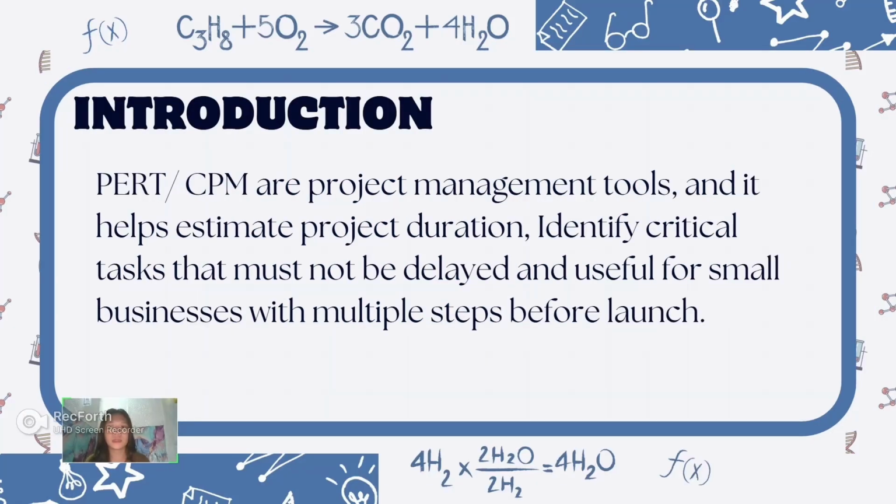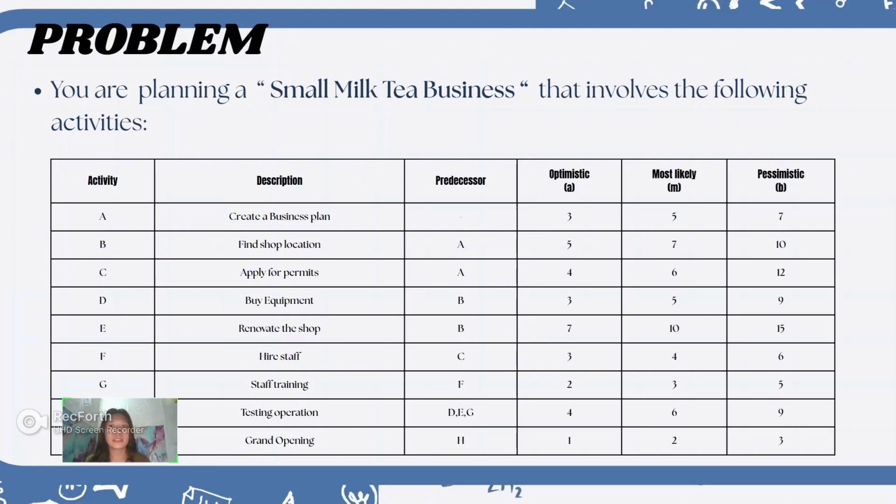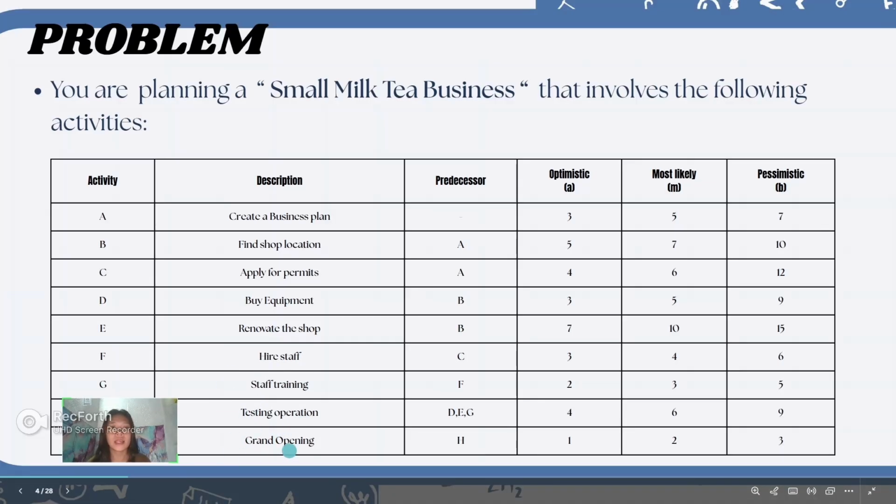PERT and CPM are project management tools that help estimate project duration, identify critical tasks that must not be delayed, and are useful for small businesses with multiple steps before launch. For example, in this problem, you are planning a small milk tea business that involves the following activities: to create a business plan, to find a shop location, to apply for permits, to buy equipment, to renovate the shop, to hire staff, to train the staff, to operate testing, and to hold the grand opening.